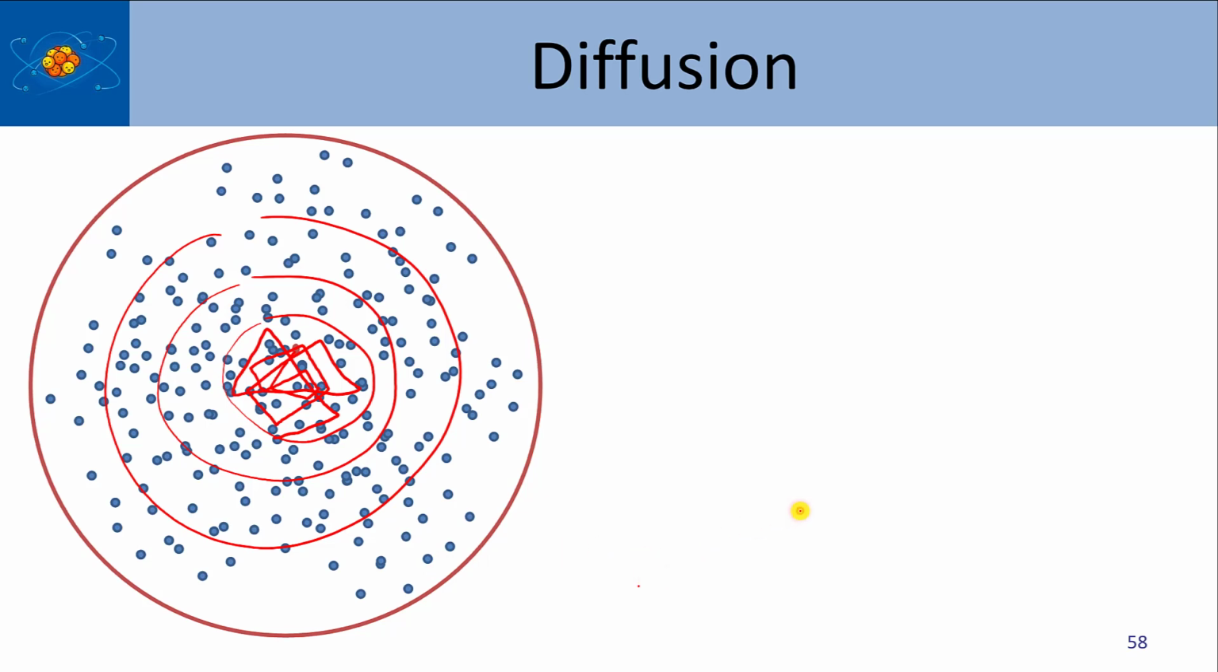So this is the process of diffusion. It's a process in which molecules in an atmosphere, or even without an atmosphere, randomly spread out in a container and eventually fill the container.